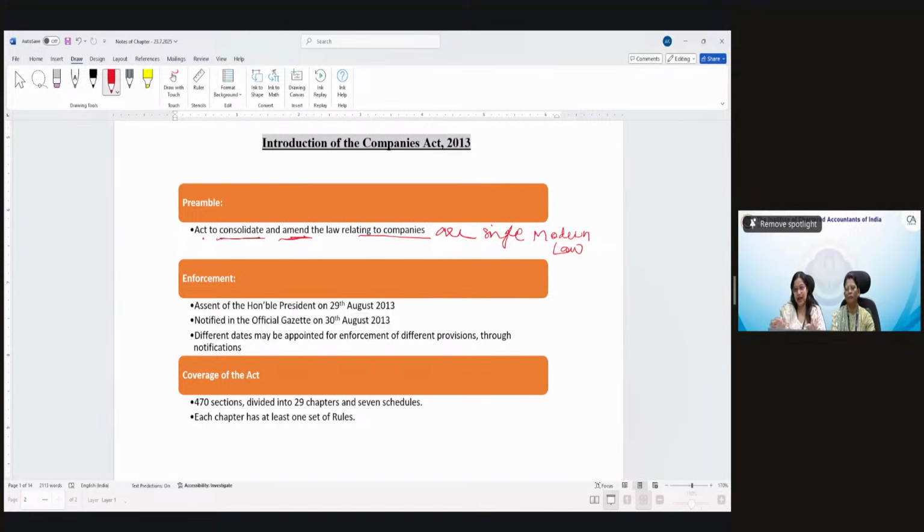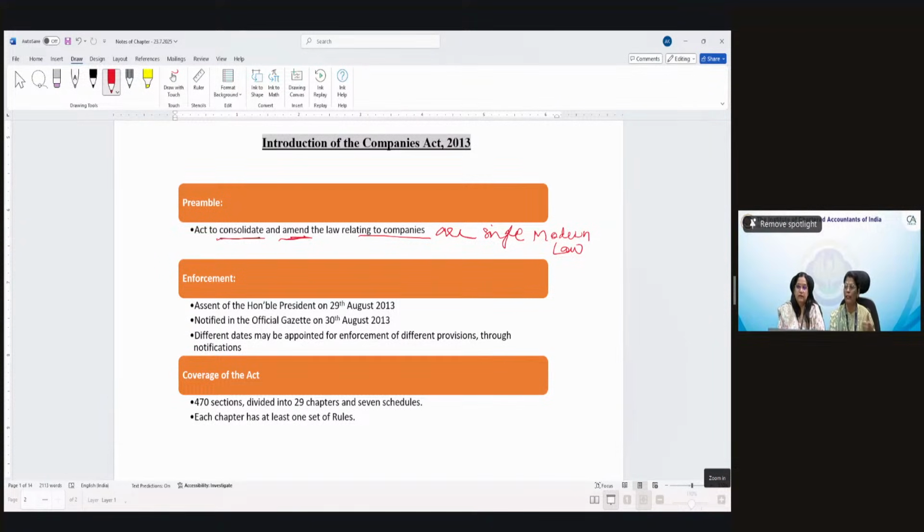I'm using the word act; the correct word would be legislation. Many provisions which were earlier in the Companies Act have now been taken from there, and a separate act has been formed. For example, earlier the provisions related to voluntary liquidation, you would find in the Companies Act, but now a specific act has been made to regulate these situations. So the liquidation part is now covered under the Insolvency and Bankruptcy Code 2016.